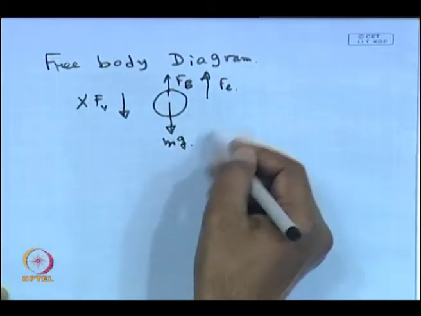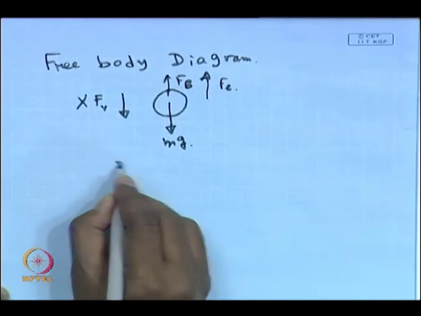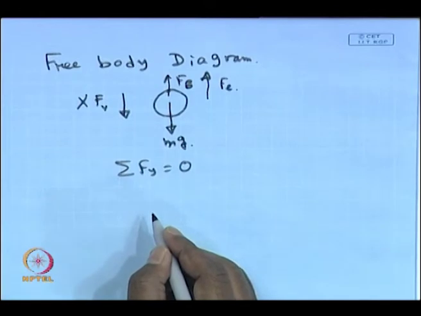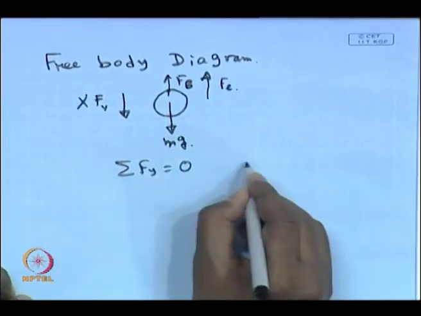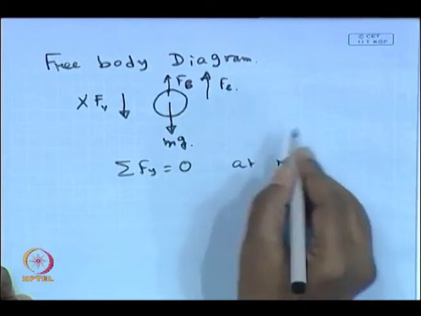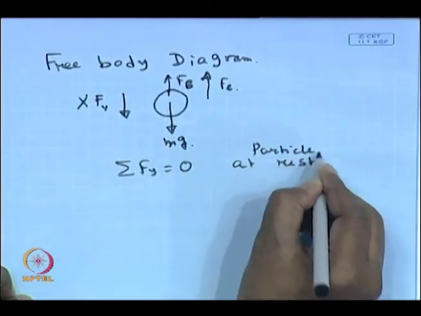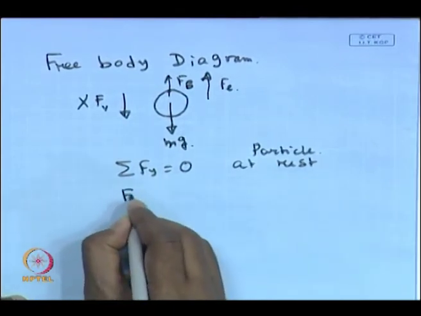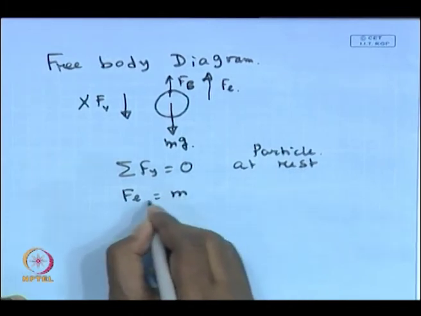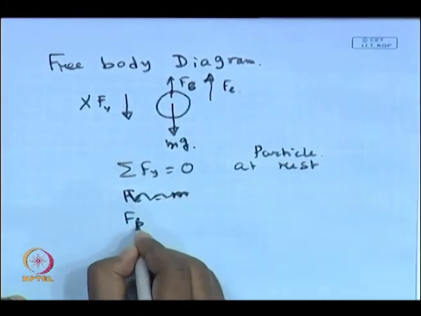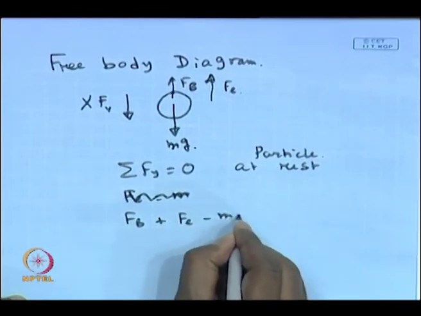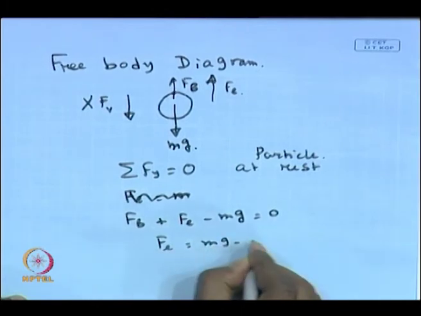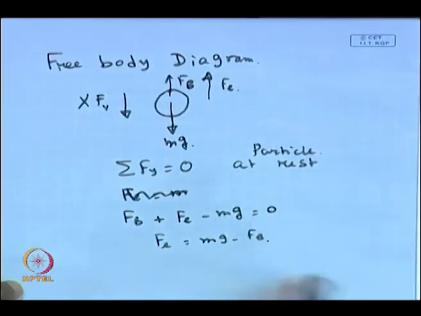Now, once you identify the forces, the summation of all these forces will be equal to 0 when the particle is at rest. There is no motion, there is no acceleration. So, for the particle at rest, the summation of all the forces in the y direction will be equal to 0. So, Fy is Fb plus Fe minus mg equals 0, and the electric force Fe will be nothing but mg minus Fb. So, we calculate the buoyant force.